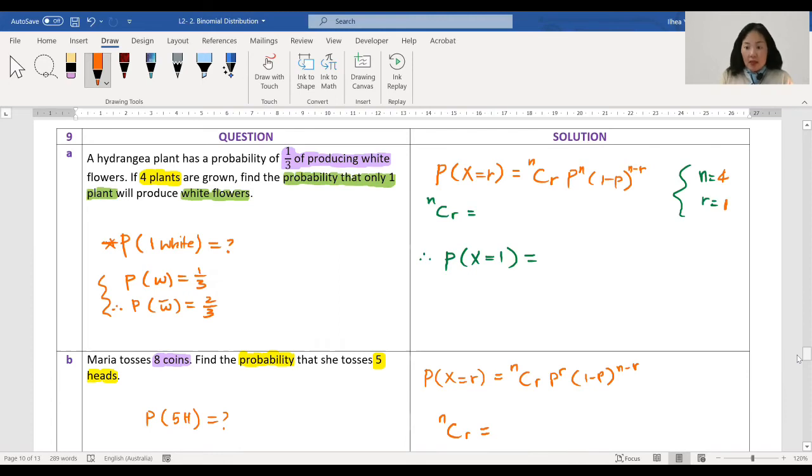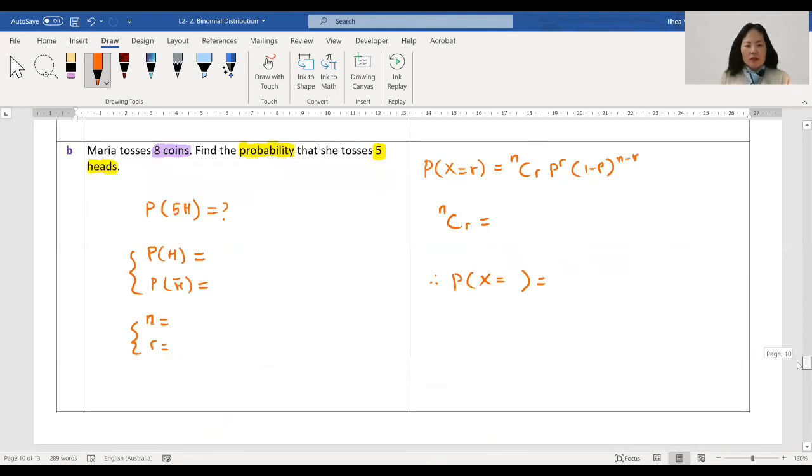So how many ways will be nCr? It'll be 4 choose 1. This will change because R is now 1. So I will go 4 C 1. P is the success, which is 1/3, to the power of R, that's the power of 1. And then the failure is 2/3, and the difference between 4 and 1 is 3. You can check that you're doing it right with the powers: when you add them together, it should be 4. If you put it all in a calculator, you will get 32 over 81.